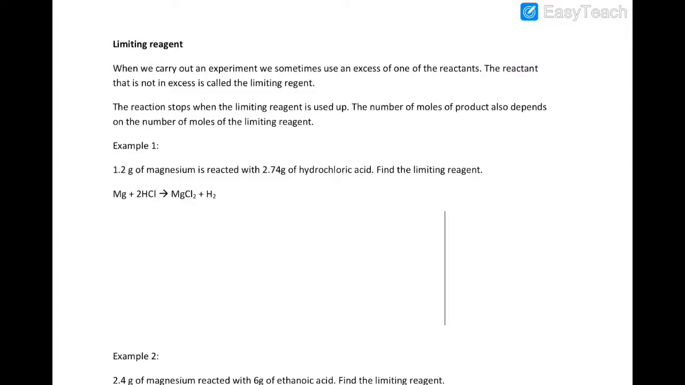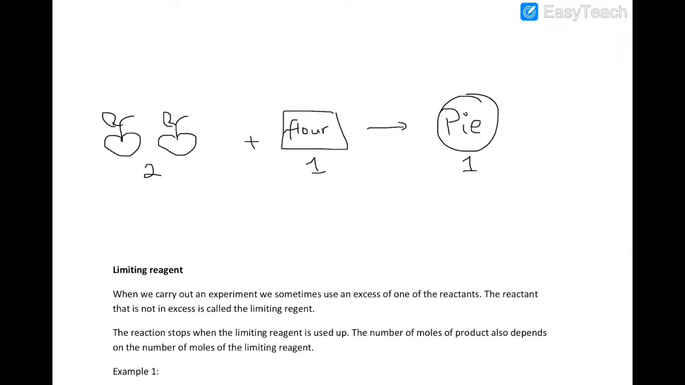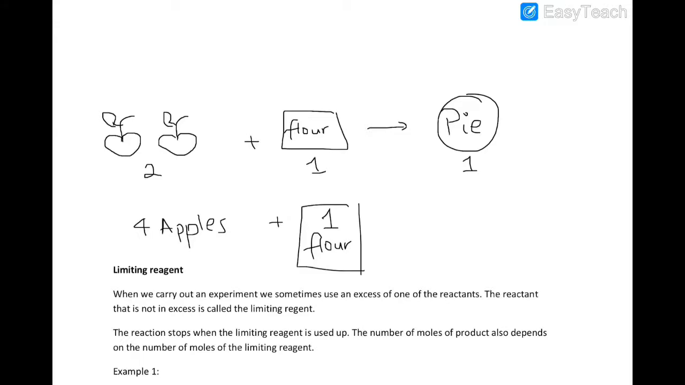Hi guys, so let's recap a bit on the concept of limiting reagent. So let's take an example. Let's say we're making pie, and for us to be able to make pie, we need 2 apples and 1 pack of flour to be able to make 1 pie. So let's say we have 4 apples and 1 pack of flour.